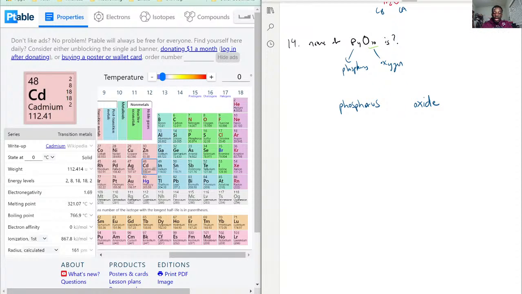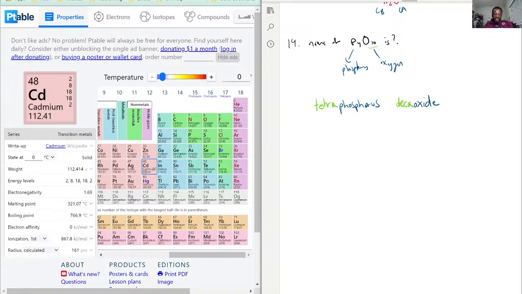So for example, 10 would be deca. So this would be deca oxide. Okay, that's 10, I believe, because that's non-deca. Yeah, and then 4 is tetra. Okay, so we have tetraphosphorus decaoxide.